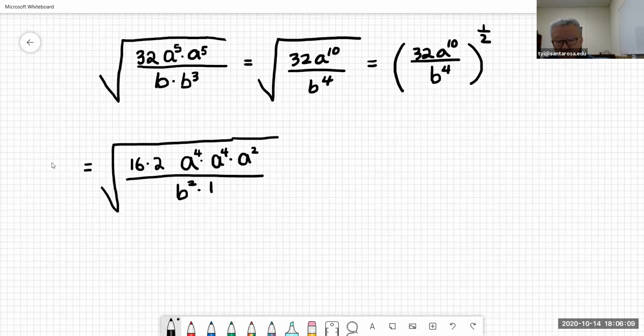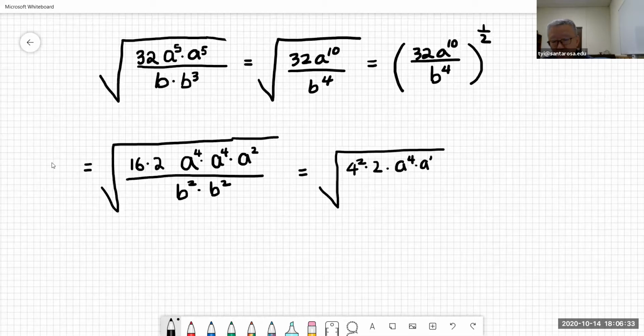I'm trying to write this with exponents as small as possible, but as you can see, that 4 is a factor of 2, so I don't have to go any further. Now the 16 here is going to be what? 4 squared, right? I have a 4 squared times a 2, a to the 4 and a to the 4 and a squared. And then we have a b squared and b squared.